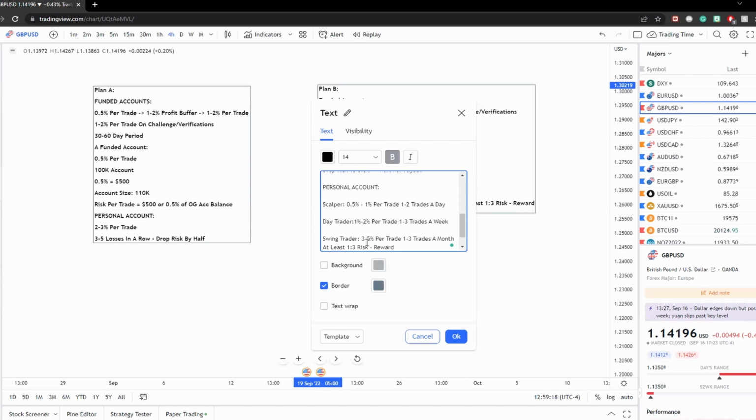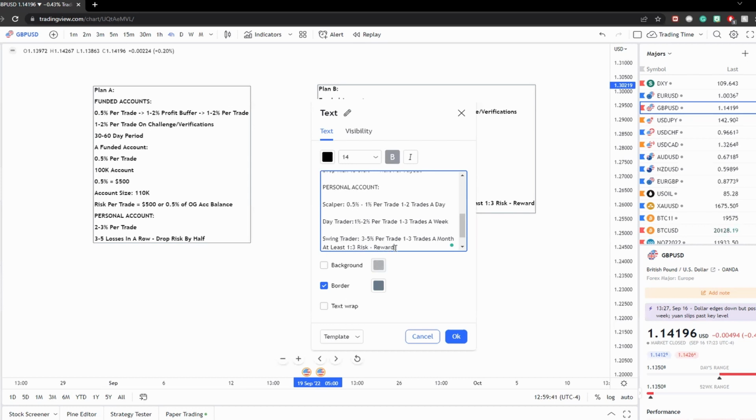You guys can correct me if I'm wrong, but I'm going off of what ICT is usually saying for this one. So personal account, 0.5 to 1% per trade, 1 to 2 trades a day. You're scalping, so you're out of the position within like an hour or so. Day trader, you might hold it for a few hours, which is fine. And then swing trader is the one where you're only taking 1 to 3 trades a month and you're trying to catch at least 1 to 3 risk to reward.